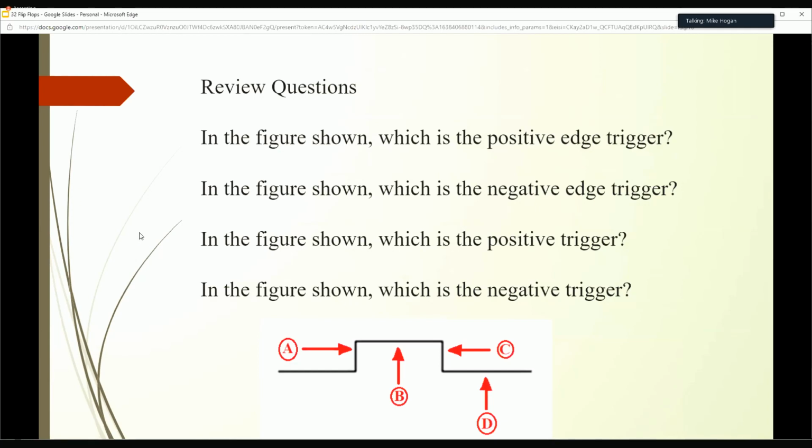All right, let's see if we can come up with some of this information that we just took a look at. In the figure shown, which is the positive edge trigger? A. A, okay. How do you know it's positive edge?